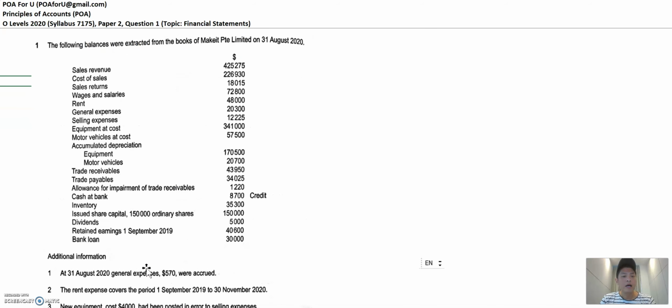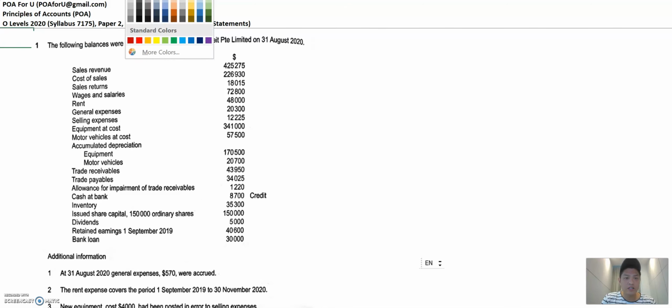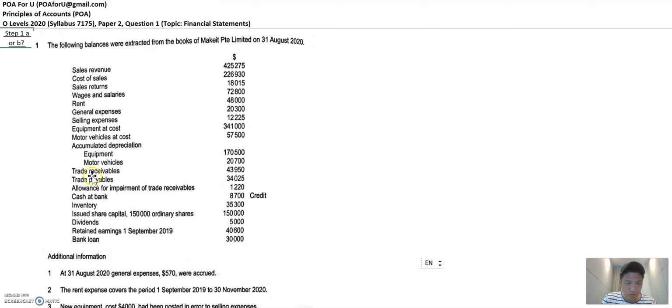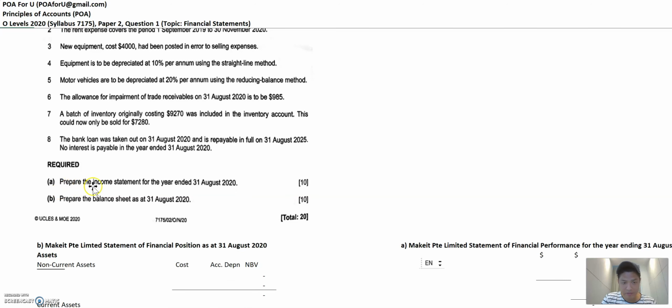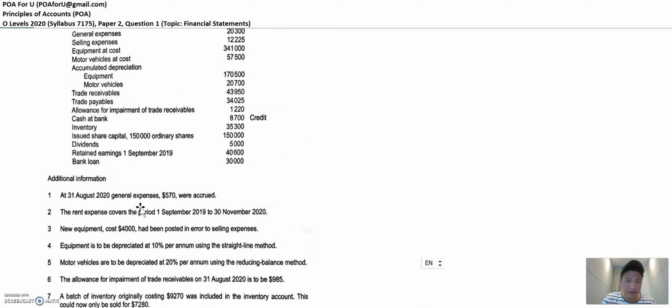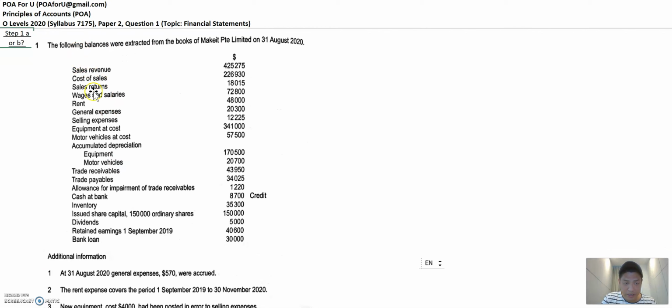All right, now three steps. The first step is for us to identify whether each of these items would flow into the output of A or B, right? A is the statement of financial performance, or the income statement, and B is the statement of financial position, aka the balance sheet. So which are the balance sheet or P&L items? Let's take a look at this.